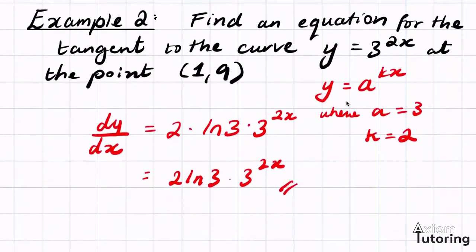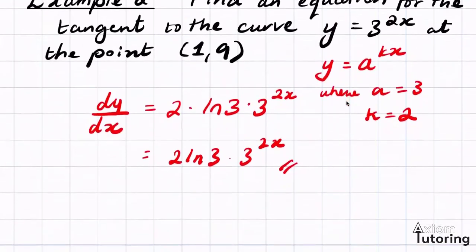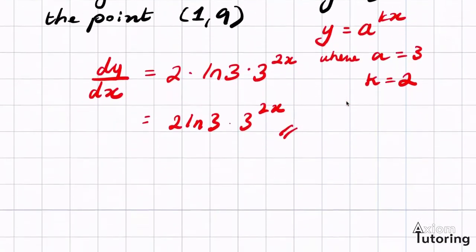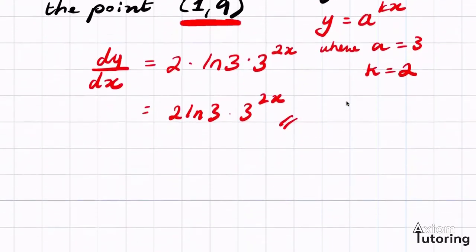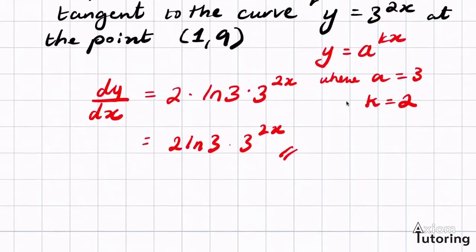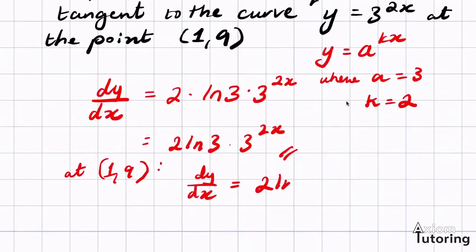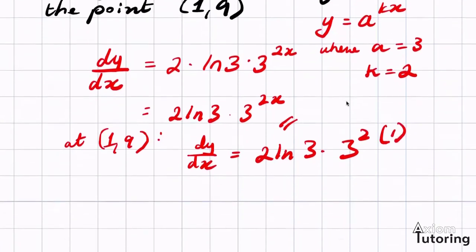Now, what we want to do is find the equation for the tangent to the curve y equals 3 to the 2x. So we want our gradient at this point (1, 9). What we're going to do is substitute our x coordinate into our differential function to get the gradient at that point. So at (1, 9), dy over dx is equal to 2 ln 3 times 3 to the power of 2 times 1. That's our x coordinate there.